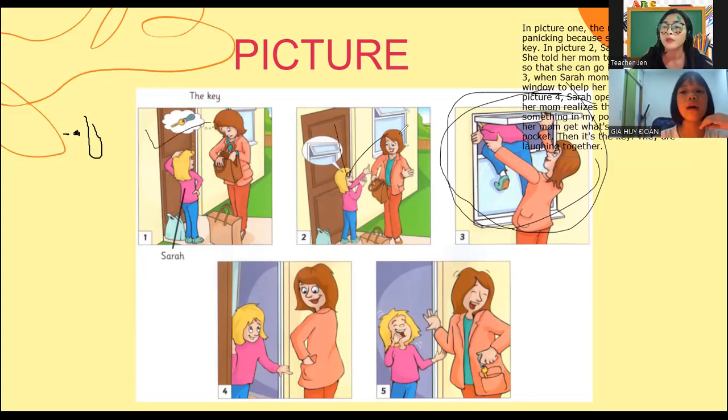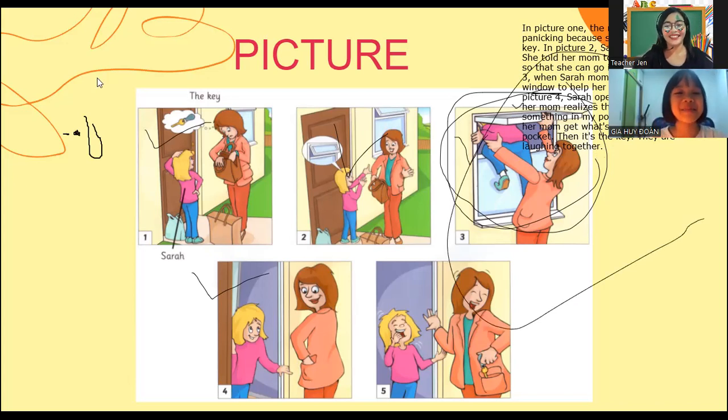In picture two, Sarah got an idea. She told her mom to open the window so that she can go inside. In picture three, Sarah's mom opened the window to help her go inside. And in picture four, Sarah opened the door and her mom realizes that there is something in my pocket. In picture five, her mom gets something inside her pocket. Then it's the key. They are laughing together. Yes, see, Sarah's mom is forgetful.